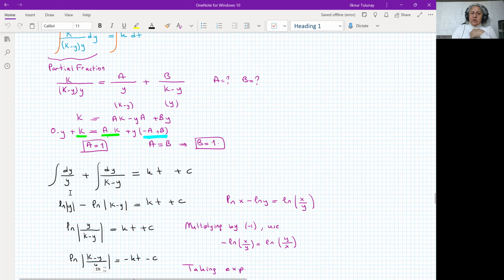So this integral can be written as this integral. On the right-hand side it is just kt. And very important here is the constant. Constants are extremely important for ordinary differential equations because for any constant C, you have a general solution. When you use the initial condition, you will find the particular solution. So never forget this C when you are integrating an ordinary differential equation. From here we have ln y, ln of K minus y, and kt plus C.